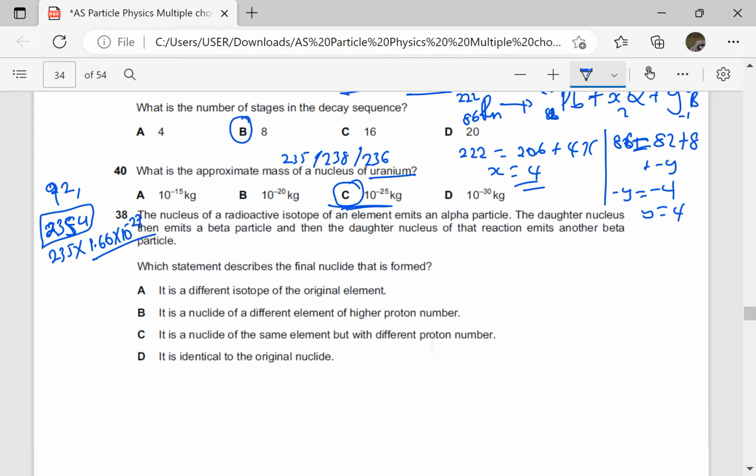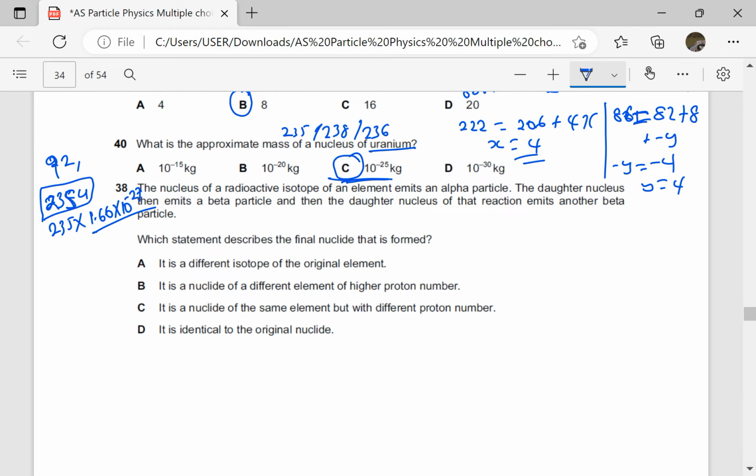So that is C. The nucleus of a radioactive isotope of an element emits an alpha particle. The daughter nucleus then emits a beta particle, and then the daughter nucleus of that reaction emits another beta particle. Which statement describes the final nucleus that is formed? So X emits an alpha particle, alpha 4 2, plus Y.